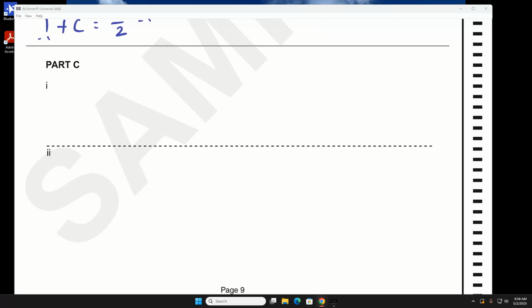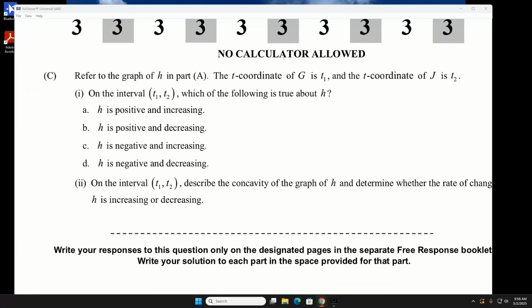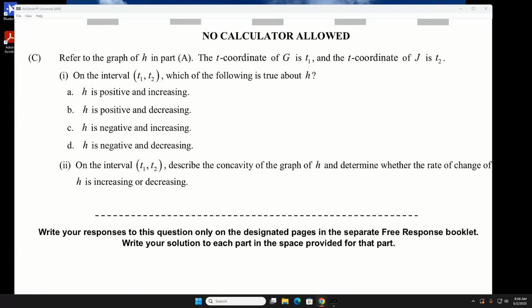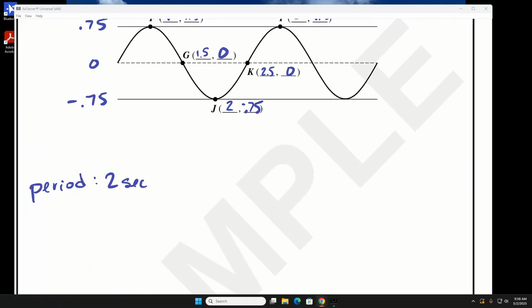So if you look at your note sheet, part C1 has nothing to do with concavity. So when you're deciding on C1, you don't think about concavity. All right, so this question says that we're going to look back at H. The T coordinate G is T1 and J is T2. So we're talking about G to J. We're talking about this section of the graph right here.